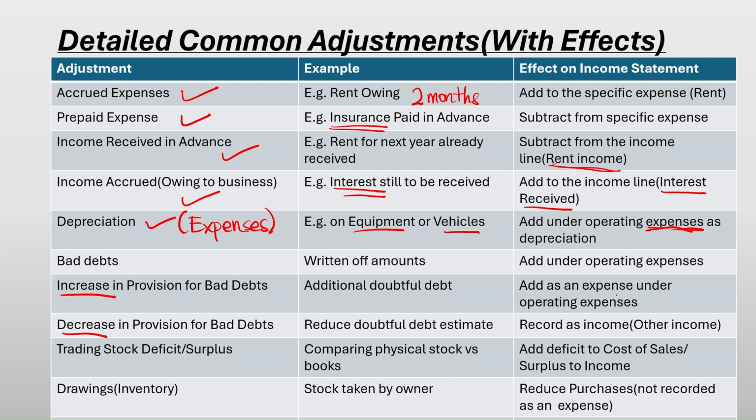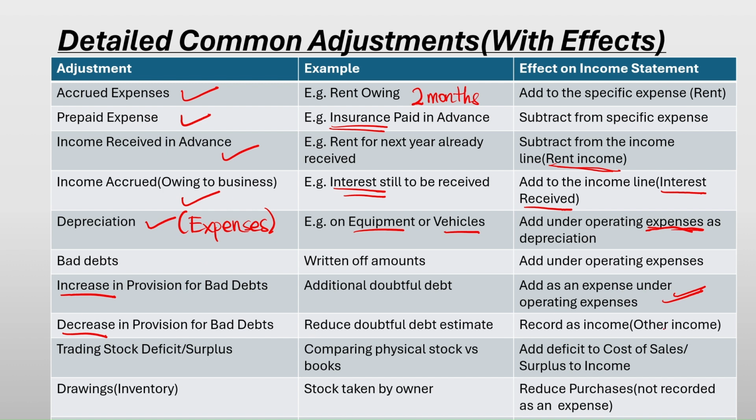As you can see here on our effect on income statement, it is what you are going to add as an expense under operating expenses, because now we are anticipating that we're not going to get 3,000 rands more, right? Because now we are saying that we're not going to receive 8,000, right? So that's what happens.